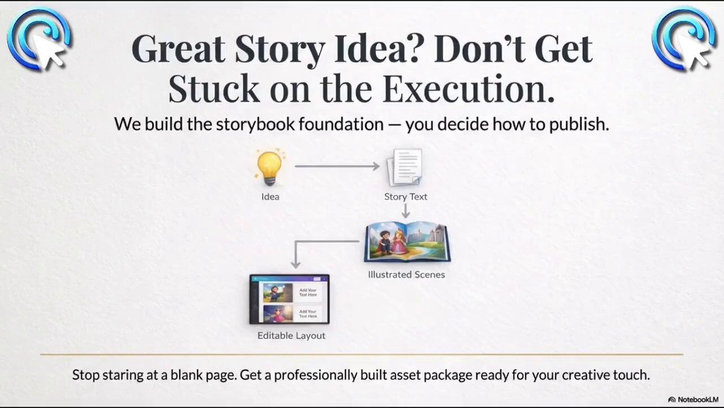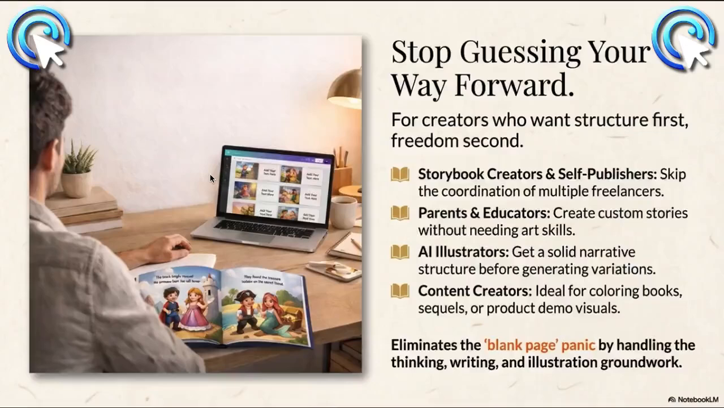You give me the idea, I'll create the story text, the illustration scenes, and an editable layout in Canva that you can take and you can publish on Amazon KDP. You can just create a digital product and put it on your store, and you're good to go. So you can stop staring at a blank page and get a professionally built asset package ready for your creative touch. So on to the next slide.